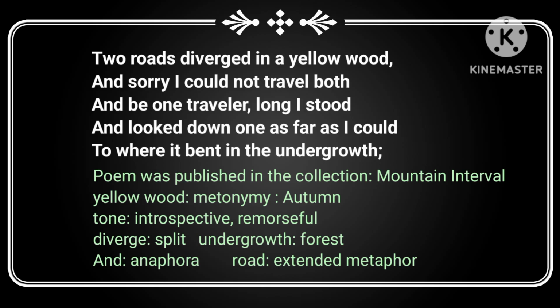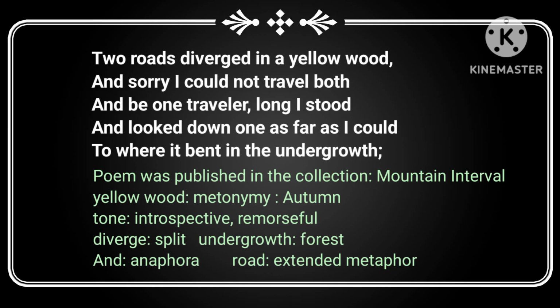"And looked down one as far as I could." So the speaker observed one of the pathways as far as he could perceive, to where it bent in the undergrowth. Undergrowth means a jungle, a forest, the woods. The speaker tried to see through the dense woods as far as he could. He could see the forest to a certain point, a bent.